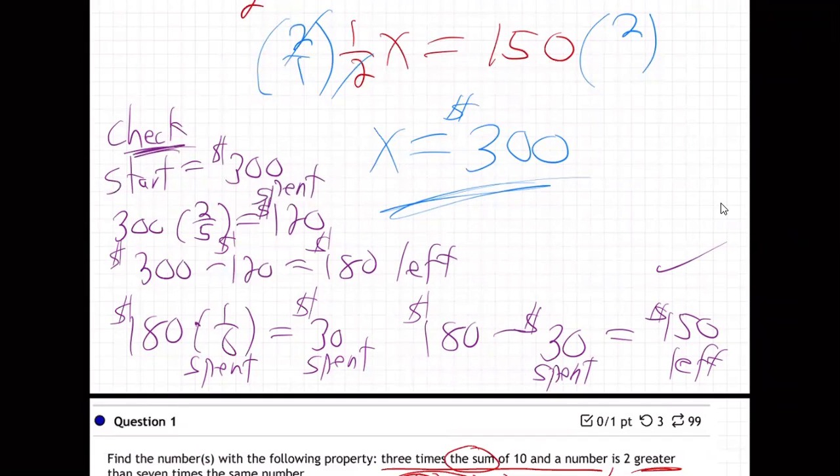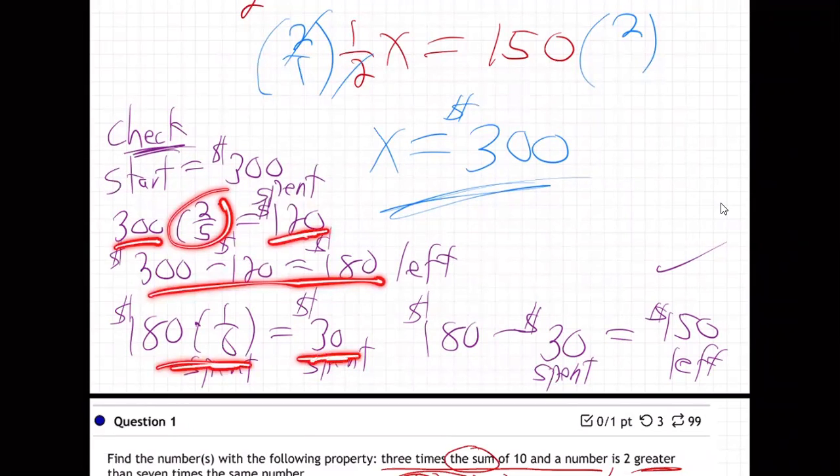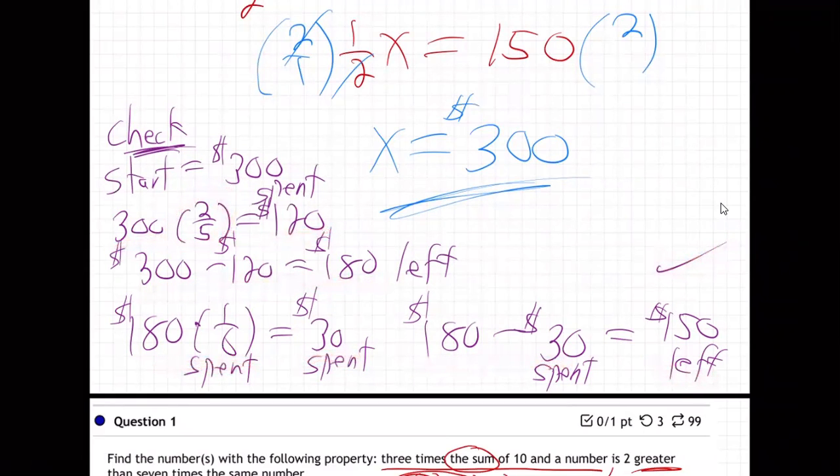I just ran through it. I said, look, she started with 300, spent 2/5. That's 120. Subtract that, 180's left. Spent 1/6. That's 30 spent. Subtract 30, 150. Yep. Check. It all checks out. So that way you can know you're right. It's always nice on a test to be sure you're right by checking.